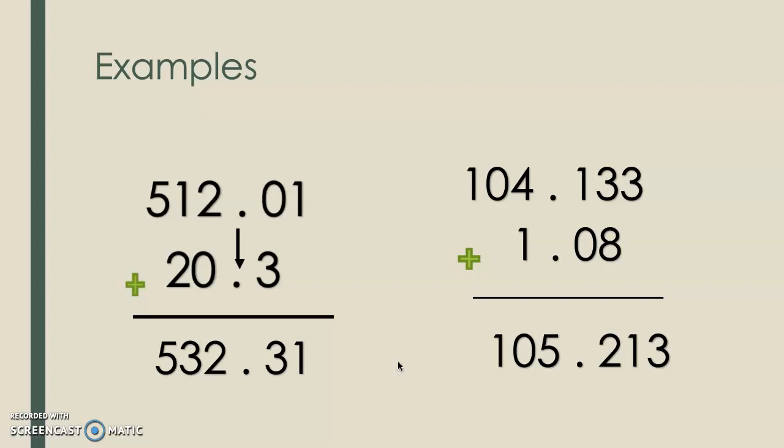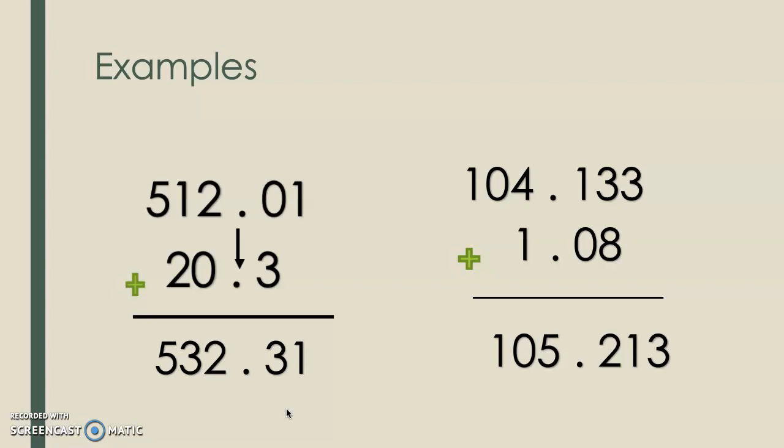These are examples. 512.01 plus 20.3. We line up the decimals and put down the 1, and then we add 3 plus 0, which is 3. We put down the decimal point. 2 plus 0 is 2. 2 plus 1 is 3, and then we put down the 5, which gives us an answer of 532.31.